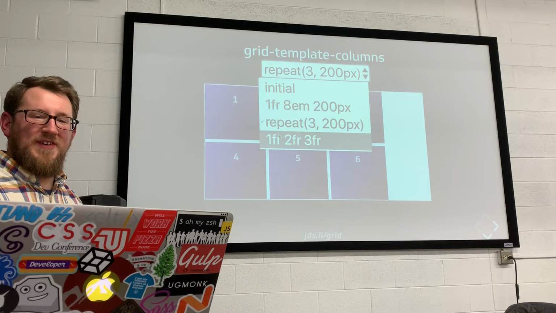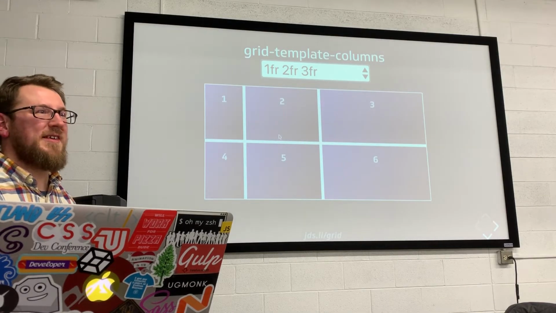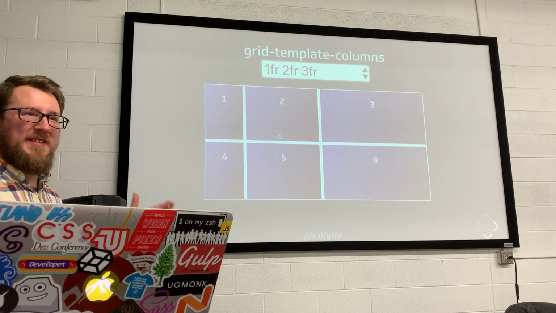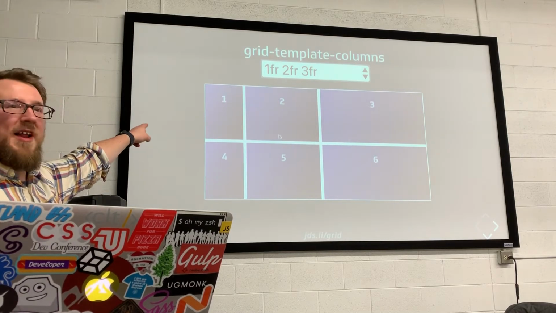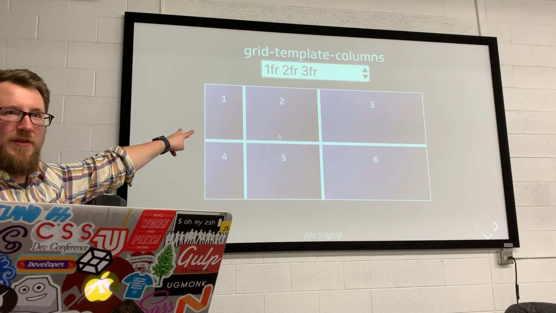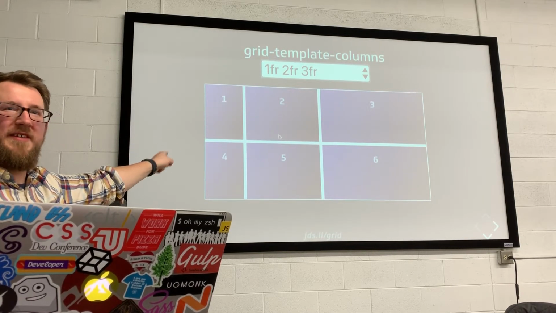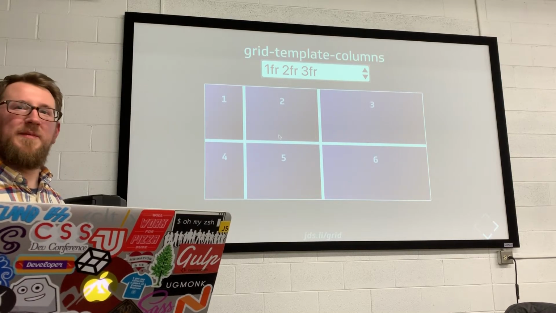And then 1 fraction, 2 fractions, and 3 fractions. You may be starting to get a sense of how a fraction works. That together makes 6 fractions. So the first column is 1/6, the second column is 2/6, and the third column is 3/6, or a sixth, a third, and a half, if you like to simplify your fractions.